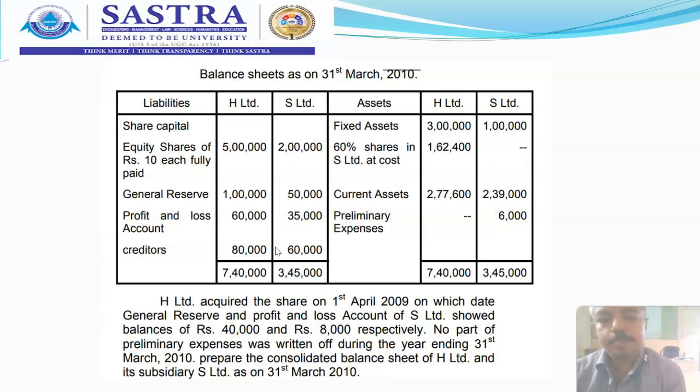Now subtract the preliminary expenses portion which belongs to outsiders. Preliminary expenses was rupees 6,000, of which 40 percentage belongs to outsiders. So of this 6,000, 40 percentage is 2,400. This has to be subtracted. So if you subtract this, you will get 1,11,600. This is called the minority interest.